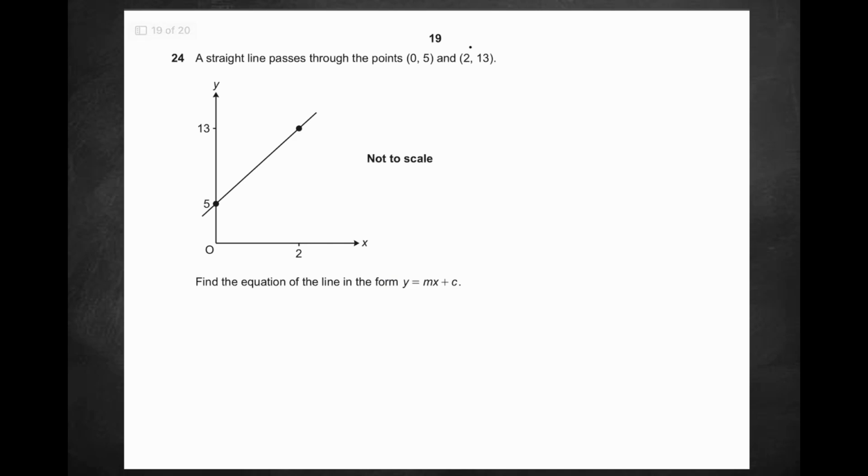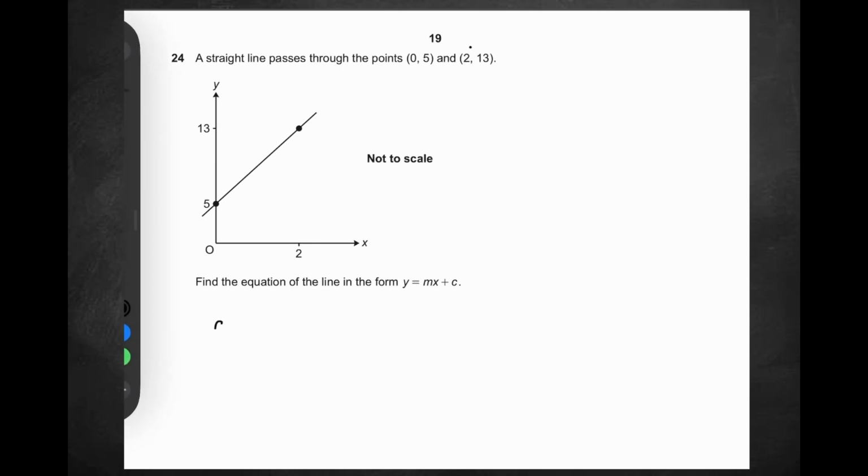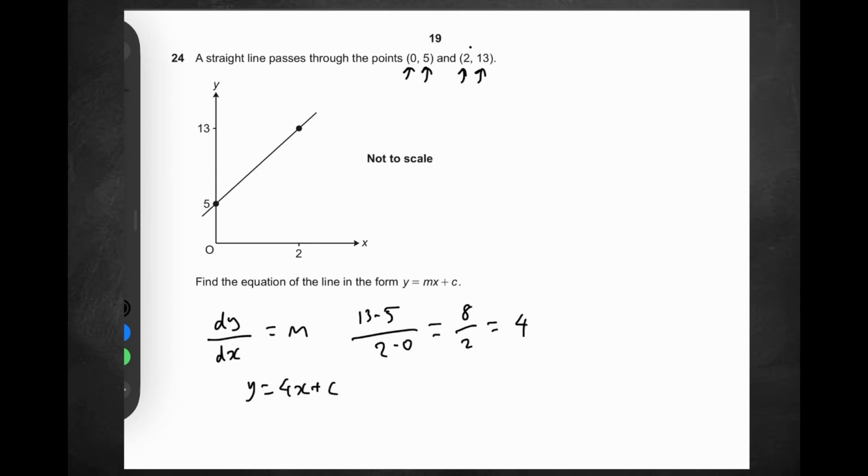24. A straight line passes through the points (0, 5) and (2, 13). Find the equation of the line in the form y equals mx plus c. So difference in y divided by difference in x is our m. So the difference in y is going to be 13 minus 5, and difference in x is going to be 2 minus 0. So we're going to have 8 over 2, which is 4. So our line is y equals 4x plus c.